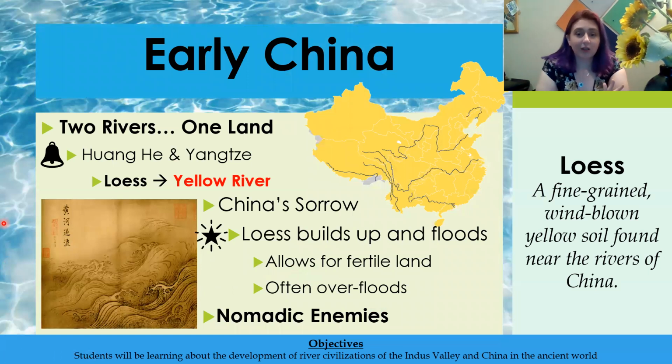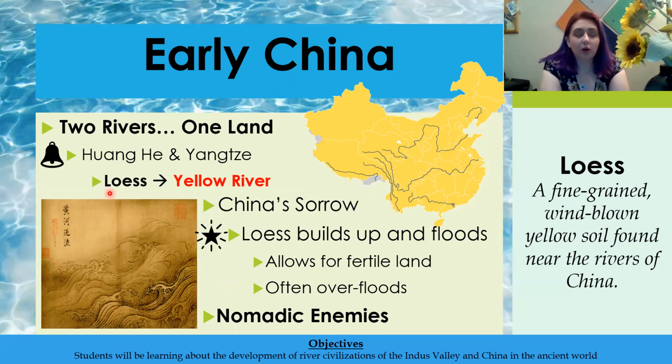Across the continent, in China, you have the early Chinese developing, and they developed between two rivers. So you have two main rivers right here. We have the Huanghe and the Yangtze. These are the two longest rivers in China. And this area in between was incredibly fertile. These two rivers created this little strip of land that was great for sowing.